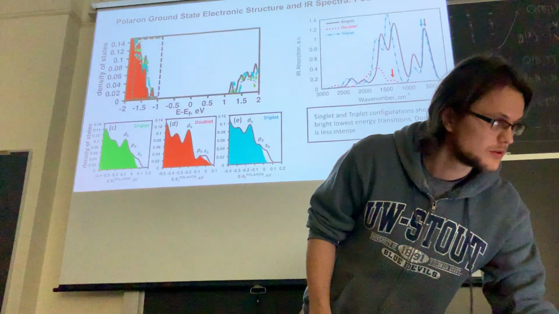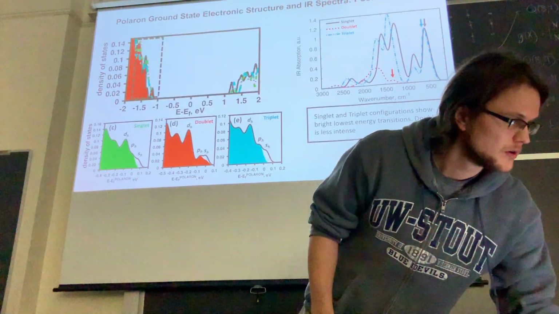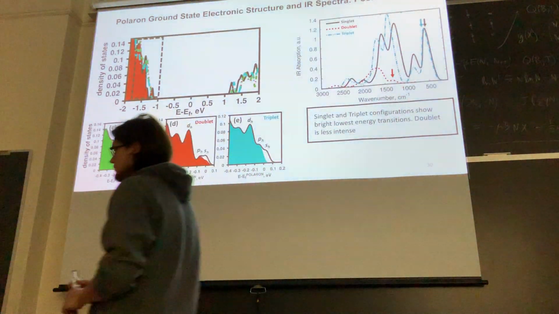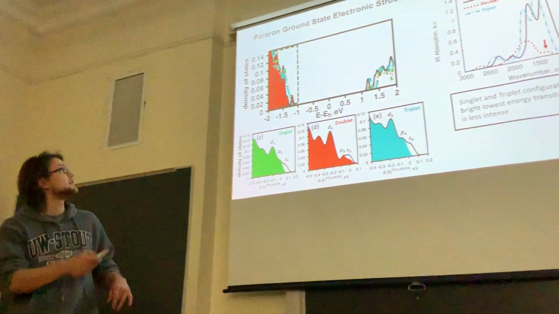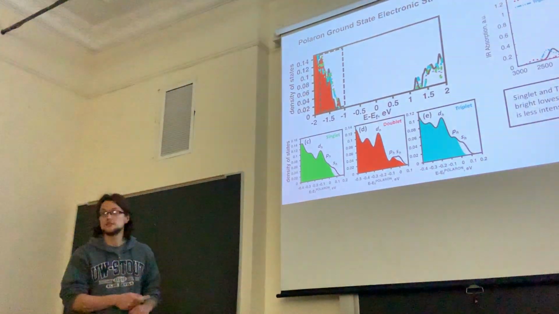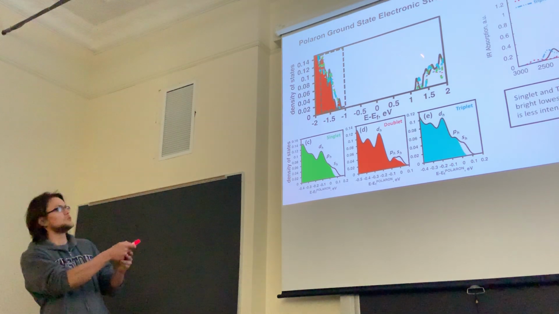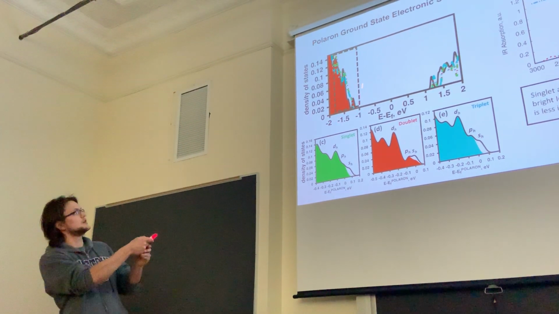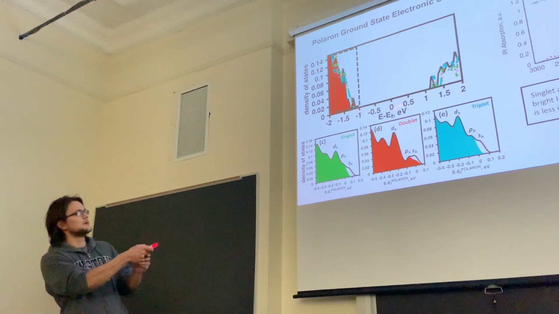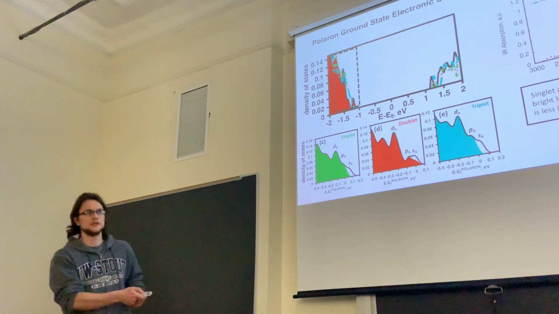And so this is the ground state electronic structure for the positive polaron. This is the whole density of states for the whole model. And this boxed off region is what corresponds to here. So we want to look at valence bands because that's where the hole is going to be.